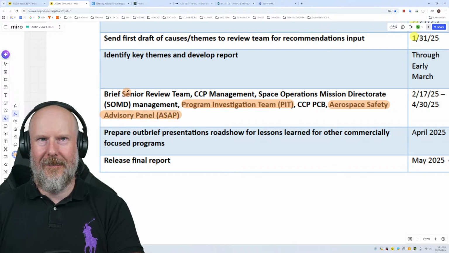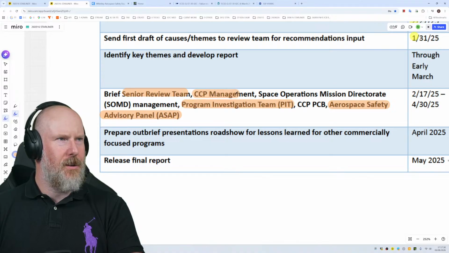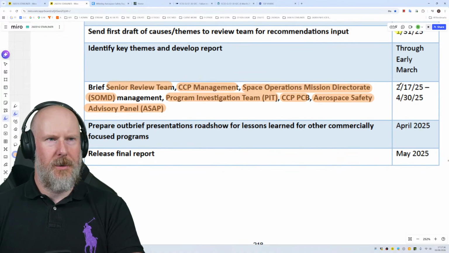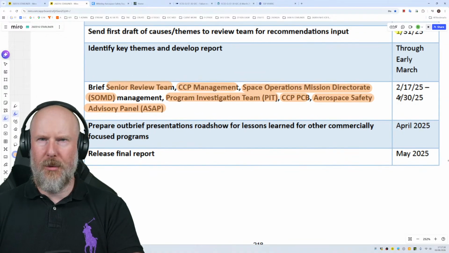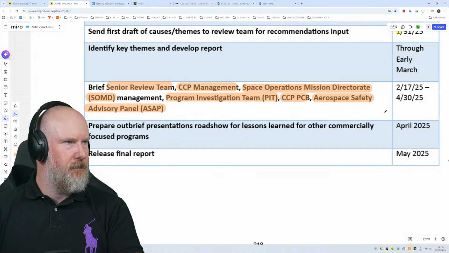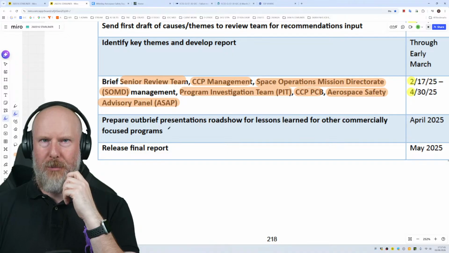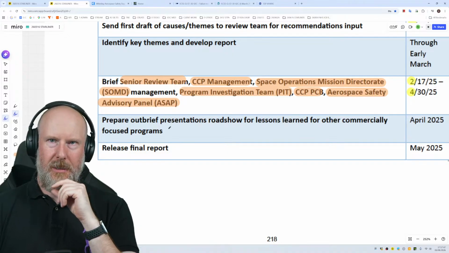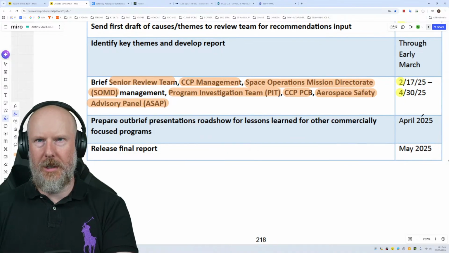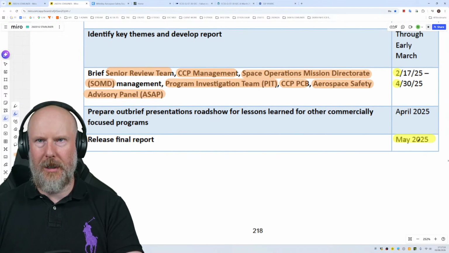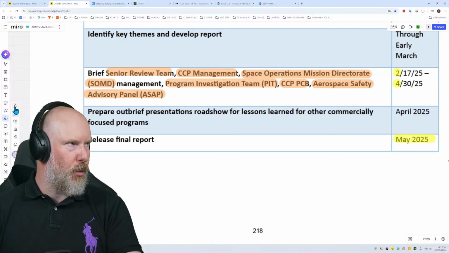Okay. So there's quite a lot of stakeholders there, as you'd expect. And that was between February and April 2025. And then we've got prepare the out-brief presentations roadshow for lessons learned for other commercially focused programs. And that was April 2025. Release the final report May 2025. That's what that says on the front cover. We've already seen that.